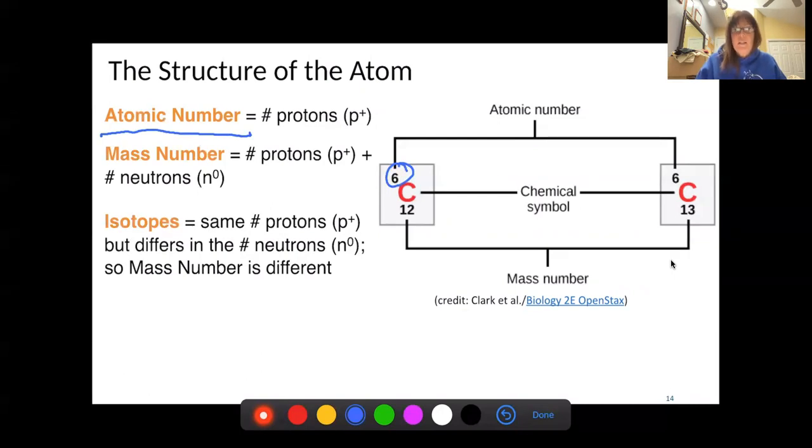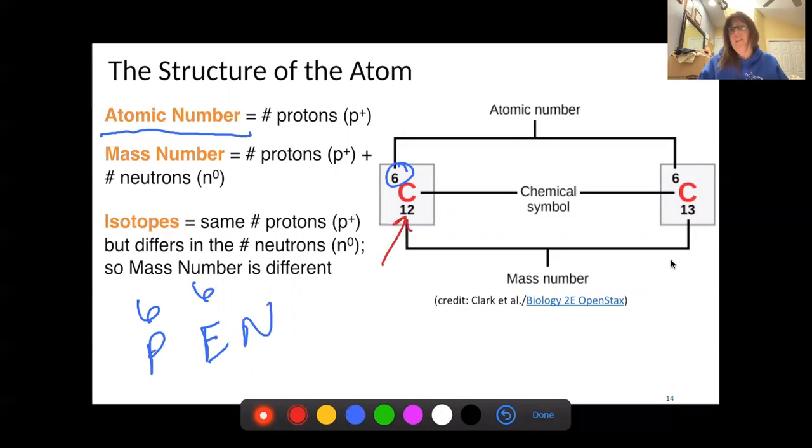And because we have 6, and I always call this my PEN, protons, electrons, neutrons. So my protons are 6. We assume all atoms are neutral unless we are told otherwise. So we know we have 6 electrons.